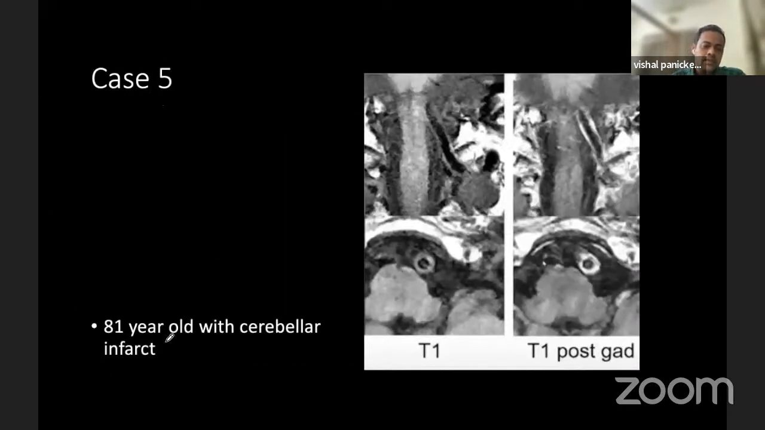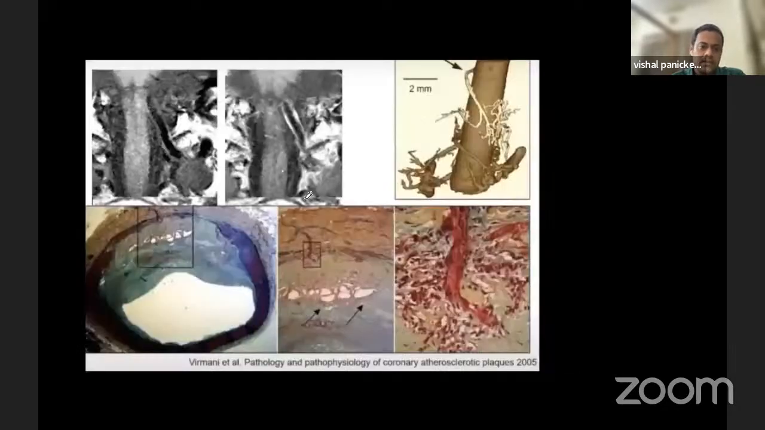This is an 81-year-old female with a cerebellar infarct, and there is a uniform enhancement of the vessel wall with post-gadolinium enhancement. This vessel wall gets linearly enhanced. Is it a vasculitis? Actually, this is not vasculitis.